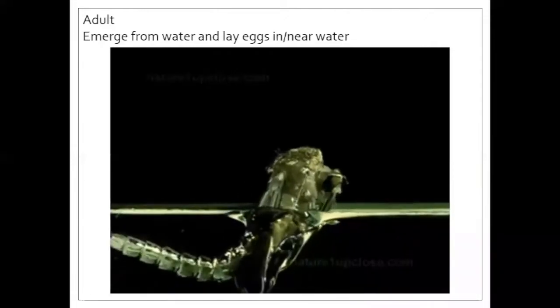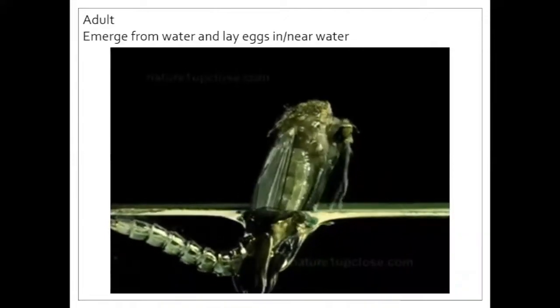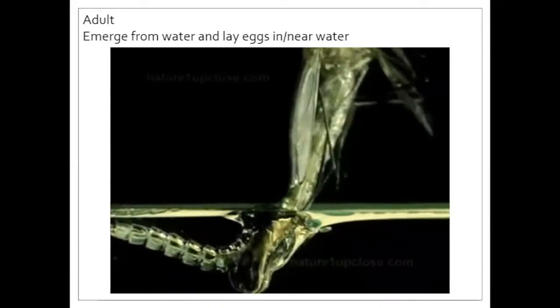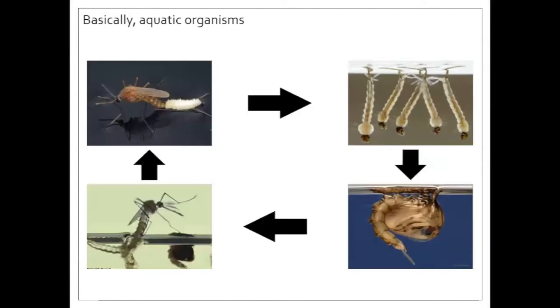Even the adults are associated with water to some extent. They emerge from water and they lay eggs in and near water. So they basically are aquatic organisms, even though the small fraction of their life stage that we know them as is terrestrial.